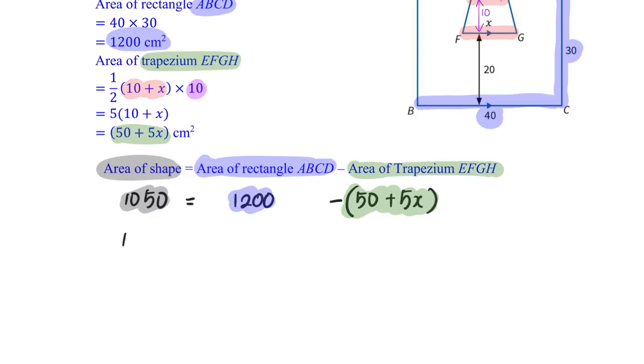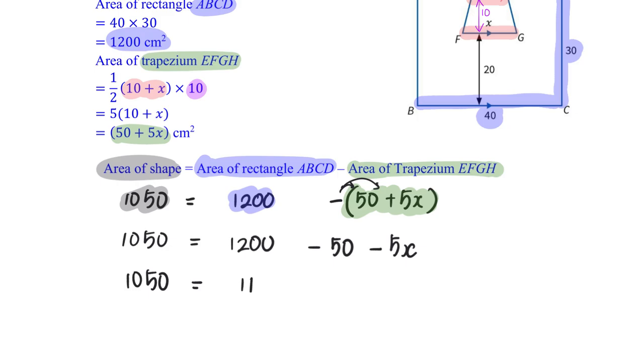And I'm going to solve this equation now. Negative times positive will become negative. Negative times positive will become negative. Okay. And I'm going to continue to solve. 1200 minus 50 will be 1150. Still have my negative 5x.